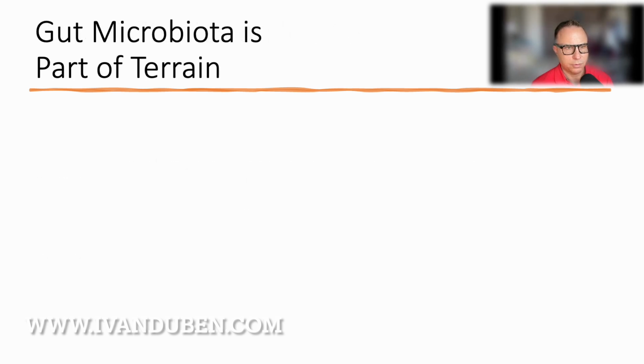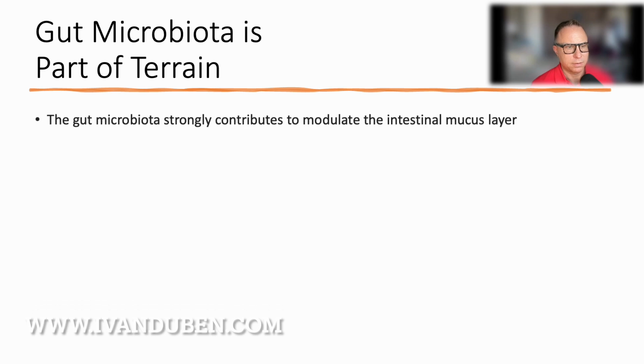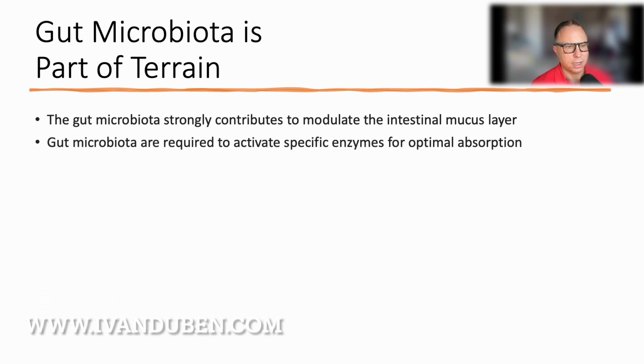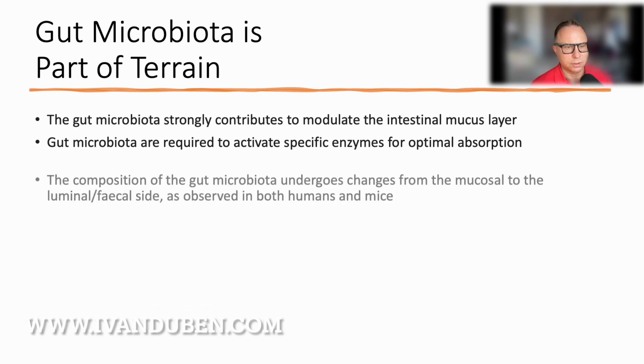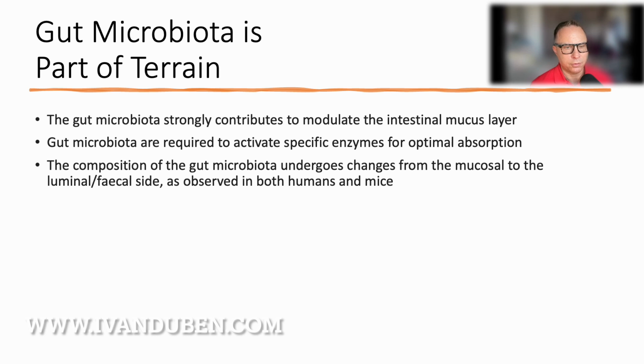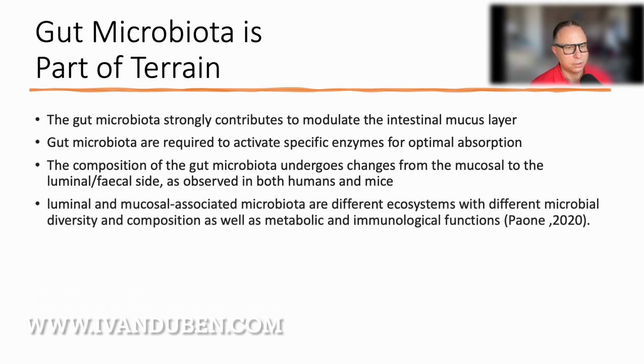The gut microbiota is part of the terrain. The gut microbiota strongly contributes to modulate the intestinal mucus layer. Gut microbiota are required to activate specific enzymes for optimal absorption. The composition of the gut microbiota undergoes changes from the mucosal to the luminal fecal side, as observed in both humans and mice. Luminal and mucosal associated microbiota are different ecosystems with different microbial diversity and compositions, as well as metabolic and immunological functions.